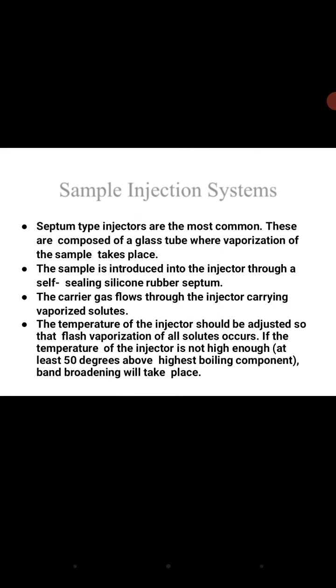Sample injection system. Septum type injectors are most common. These are composed of a glass tube where vaporization of the sample takes place. The sample is introduced into the injector through a self-sealing silicone rubber septum. The carrier gas flows through the injector carrying vaporized solutes. The temperature of the injector should be adjusted so that flash vaporization of all solute occurs. If the temperature of the injector is not high enough, at least 50 degrees above the highest boiling component, band broadening will take place.